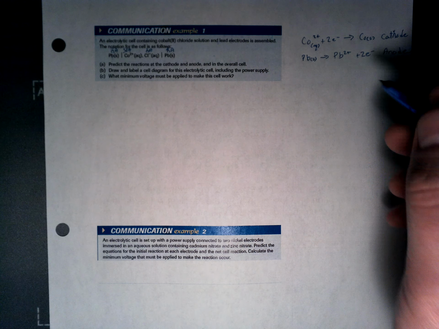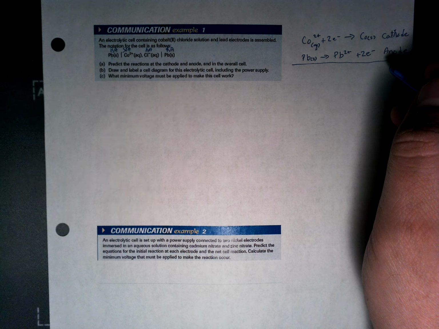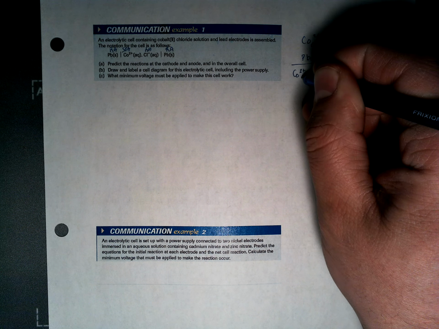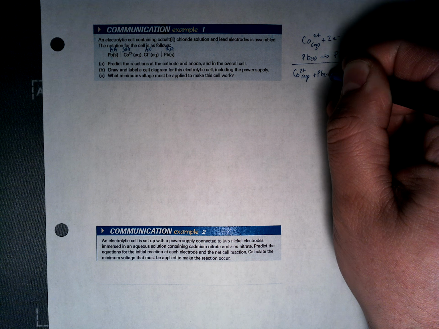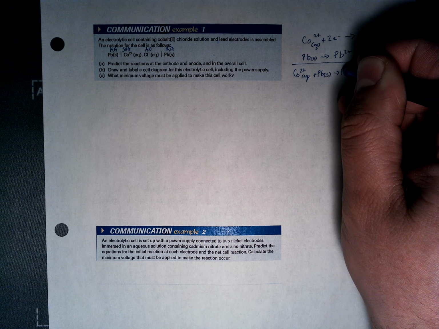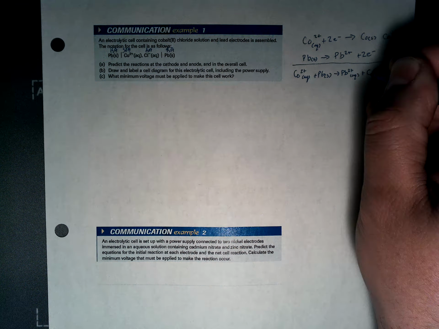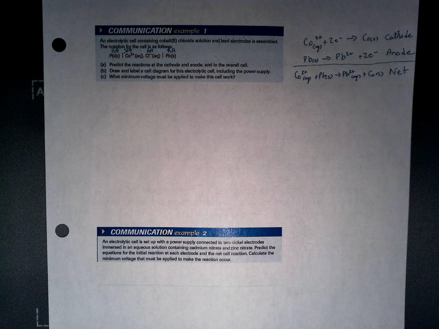And now for our net, put them together. We have a 2 electron transfer, so we don't have to do anything there. So we just have cobalt 2 plus plus lead solid, and it's going to produce lead 2 plus and cobalt solid. That's our net equation. That's the reaction that's going on while this electrolytic cell is connected.